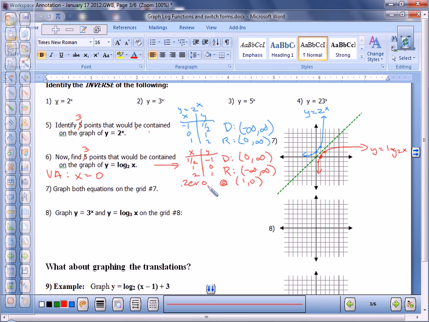Okay, y equals 3 to the x, and y equals log base 3 of x on this graph here for number 8.